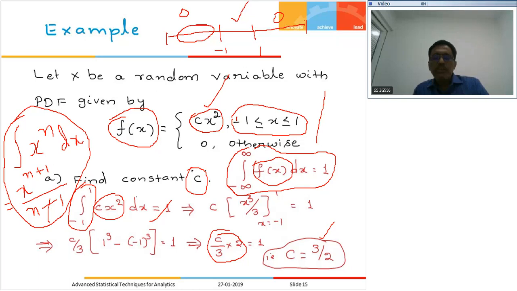Why we have taken the limit from minus 1 to 1 is because f of x is defined in the interval minus 1 and 1 only. That is the reason. So if you see here, this is the interval in which the function f of x is defined. Rest all it is zeros. That's why in all our discussions we have taken the limits between minus 1 and 1. That is the reason.